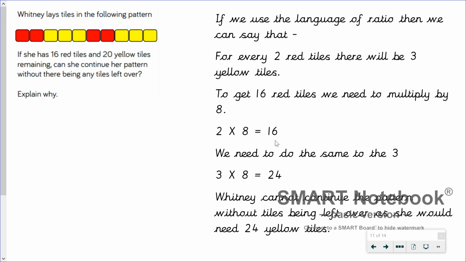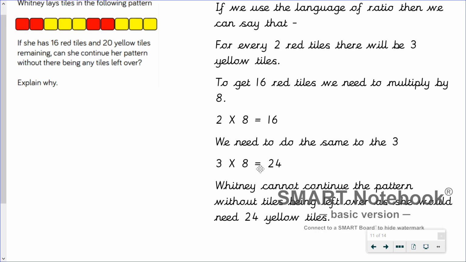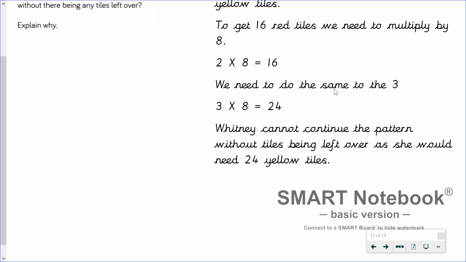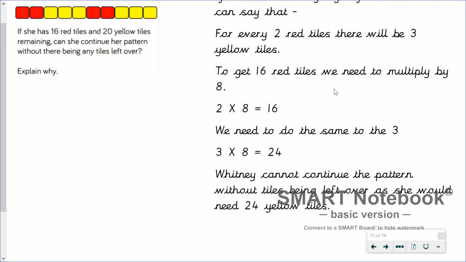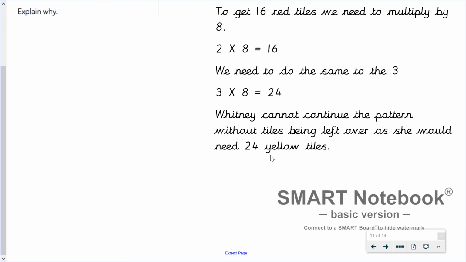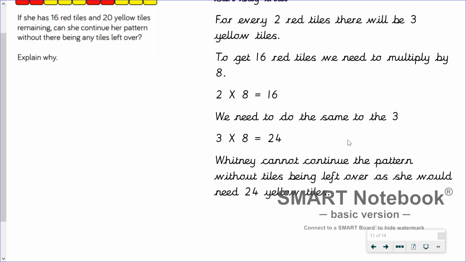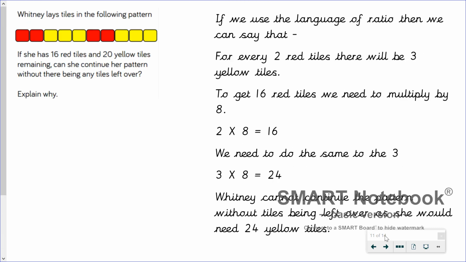If we're timesing the red by 8, we need to times the yellow by 8. So 3 times 8 is 24. Not the 20 she's talking about, which means she'll have some tiles left over, which won't go exactly in. So she can't continue the pattern because she'd have tiles left over, because she'd need 24 to do the 16 red. So well done if you got that one.